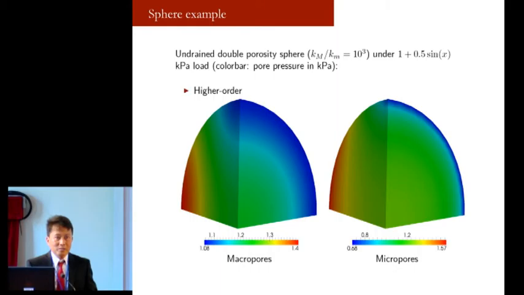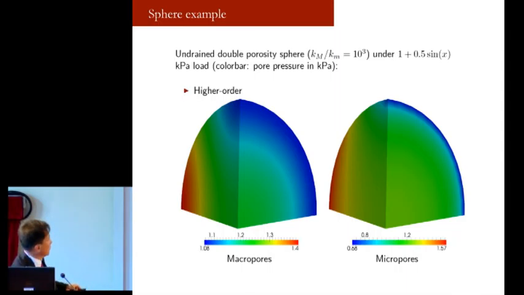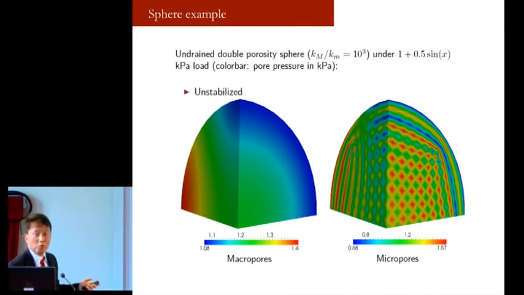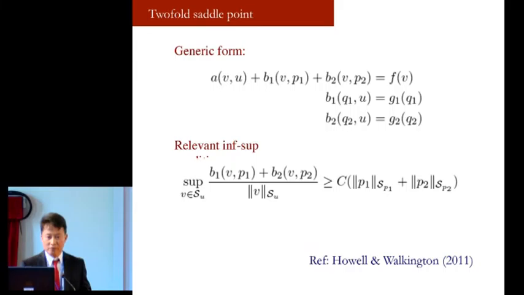So this is similar to the cryosphere problem, except for the fact that we have accommodated for the spatially distributed or varying pressure outside of the sphere. And this is just one octant of the sphere. Macropores, micropores. This represents the solution using the higher order elements, and we don't see any pore pressure oscillation. On the other hand, when we make use of the unstabilized Q1P1 mixed elements with two pore pressure variables, we see oscillation in the micropores. Actually, there's also oscillation in the macropores, but not so visible.